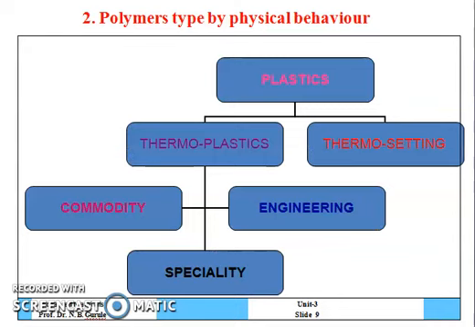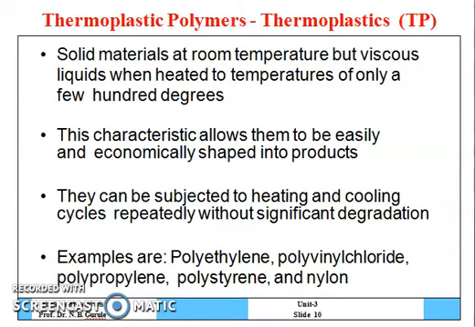Next, polymers are again classified on the basis of their physical behavior. So there are two main groups, that are thermoplastics and thermosetting plastics. Now these thermoplastics are further classified on the basis of their application, say application in engineering, application for commodity products, and special applications. So on the basis of their behavior, this is a classification. We'll see in detail one by one.